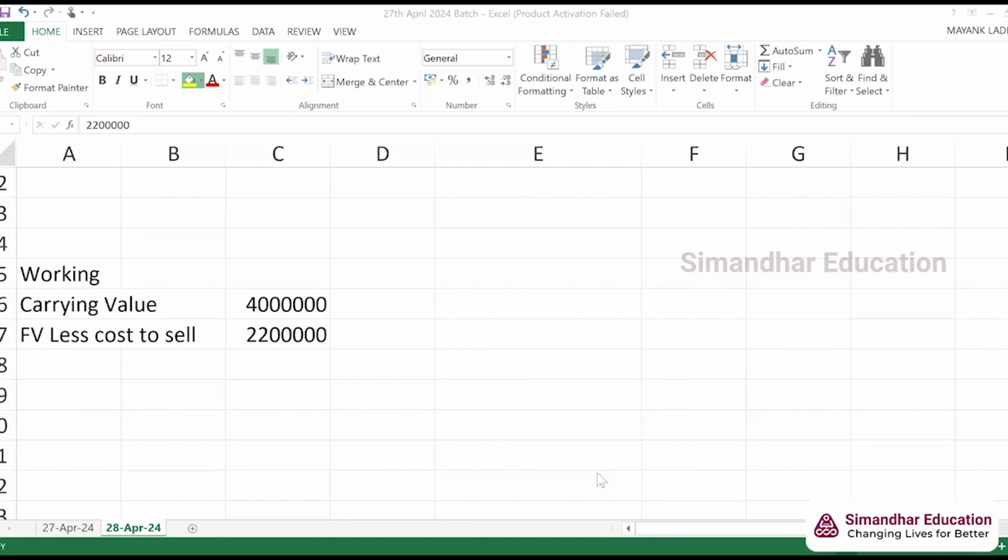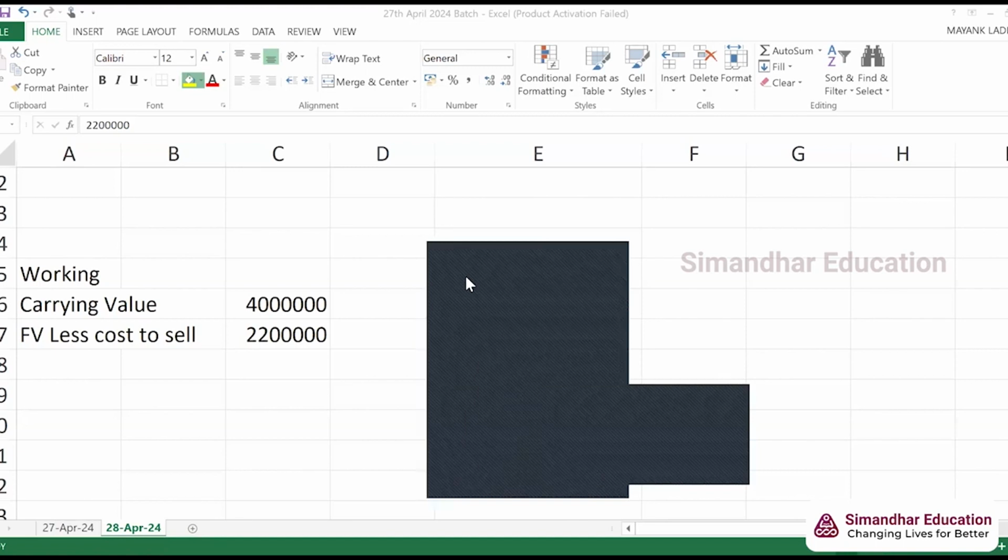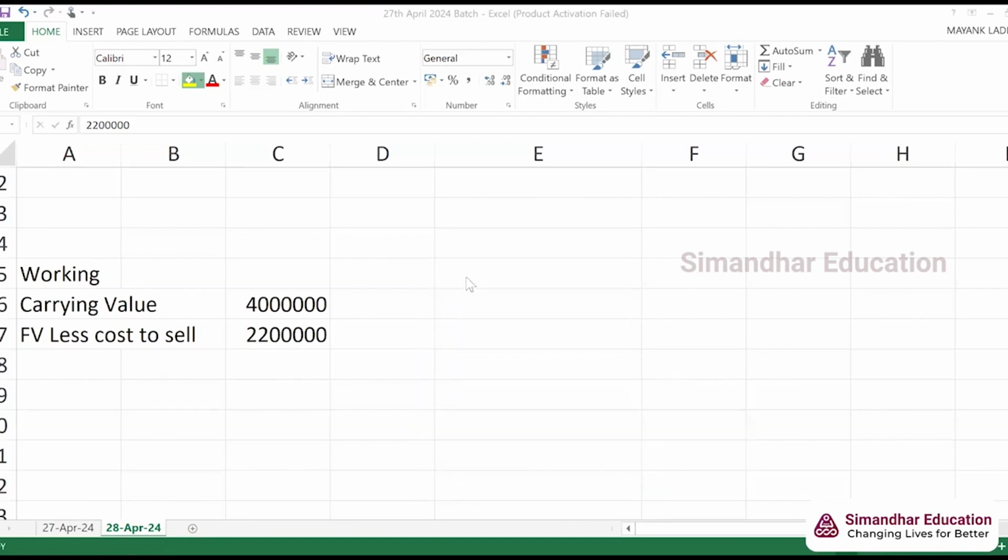There is some issue. Are you able to see the shared screen? I'm seeing some black patches. Okay, right.